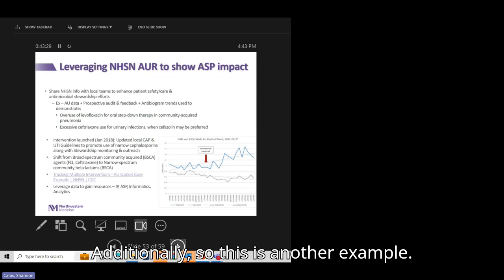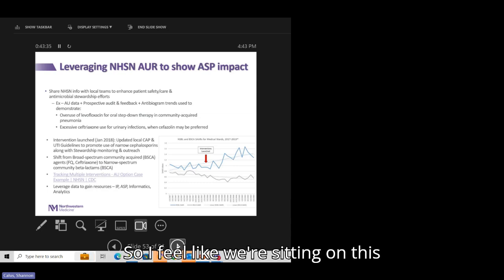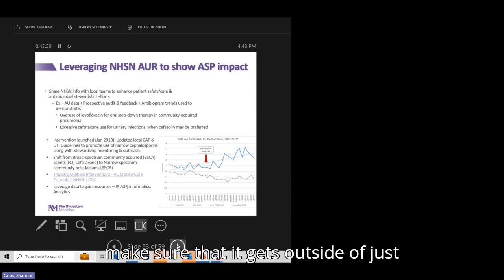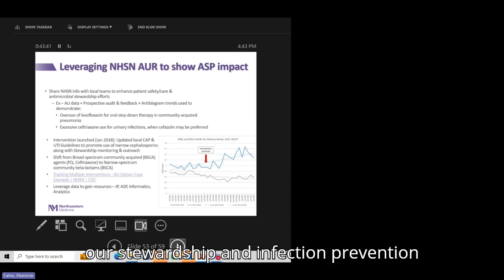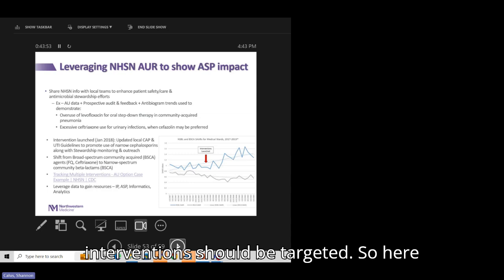Additionally, this is another example. I think it's really important to make sure that you're sharing the information. I feel like we're sitting on this gold mine of data, and we want to make sure that it gets outside of just our stewardship and infection prevention teams. But using this along with your daily tasks and other reports that you have, like antibiograms, to really inform what practices and what interventions should be targeted.